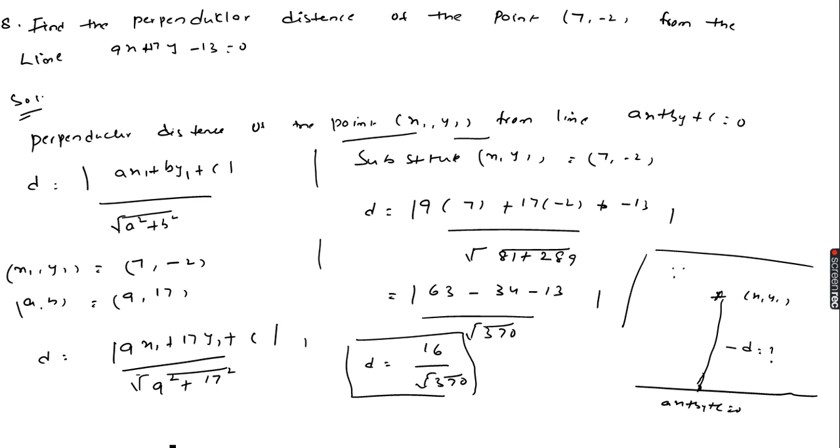Okay, and the next one, the ninth one, is: evaluate the limit as theta tends to 0 of (sin 4 theta plus sin 2 theta) by 6 theta.